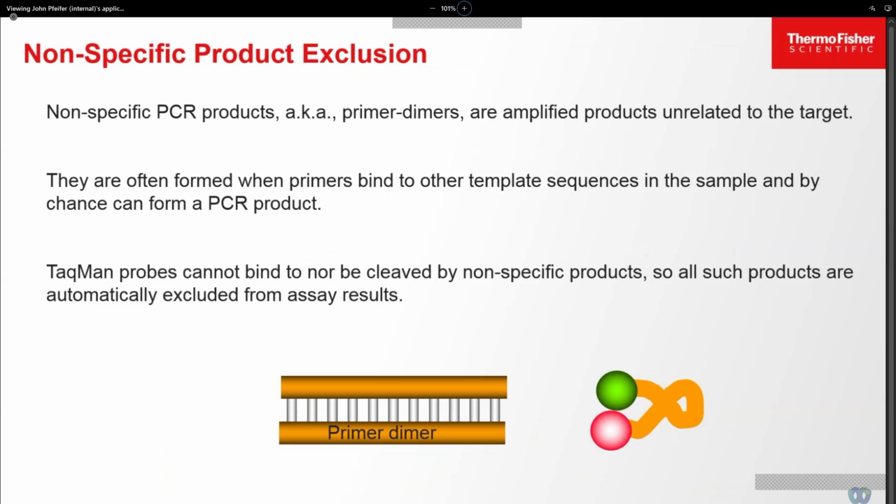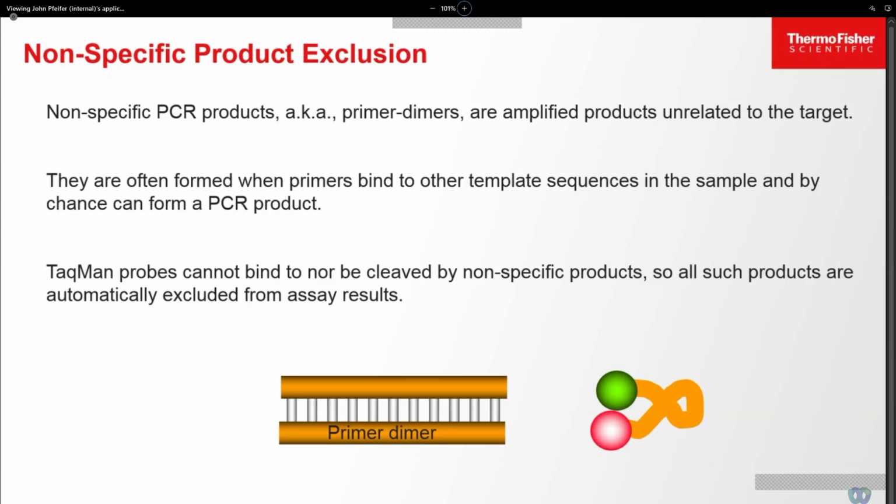The other type of non-target that PCR very often generates are called non-specific products. So in a sense, these are the opposite of homologs. These are sequences that are unrelated to the target. They're formed seemingly randomly. So you could have primers bind to some random sequence in your sample, and they just, by chance, are in the right orientation to produce a PCR product. Some people refer to these as primer dimers.